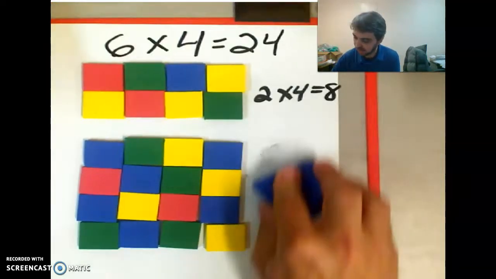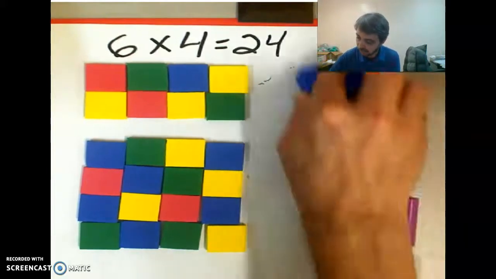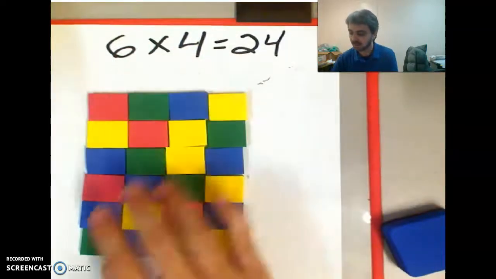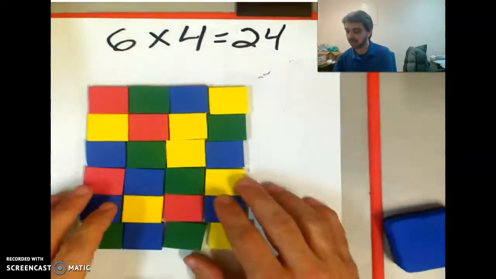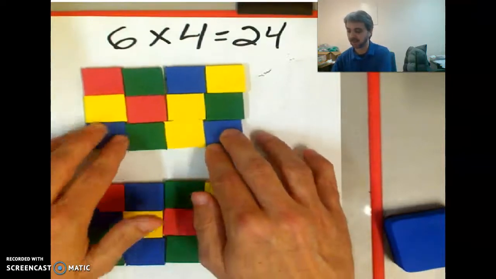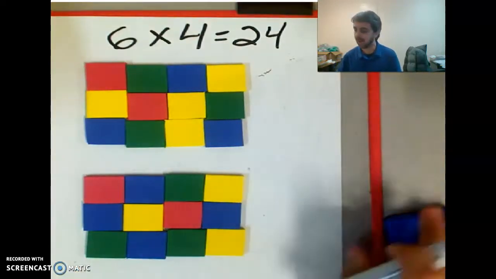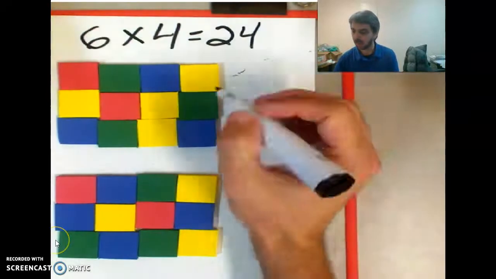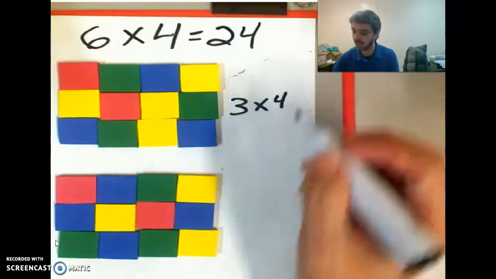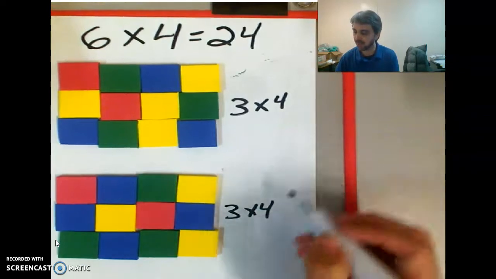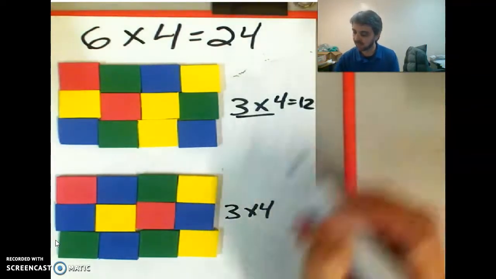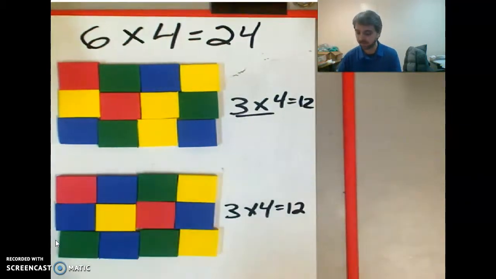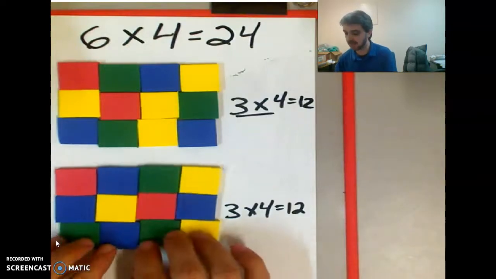So to prove my point, let me erase this and do it a different way. What if I split it up like this? Now I have how many rows? 1, 2, 3. So I have 3 rows of 4. And down here I also have 3 rows of 4. Well, 3 rows of 4 is 12. And 12 plus 12 equals 24.